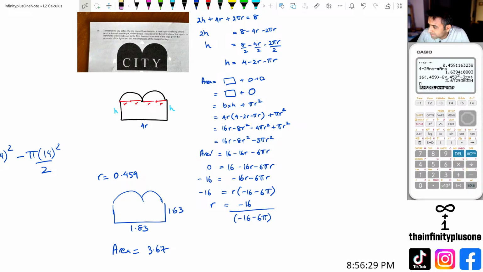What I wanted you guys to see is that this is definitely an E8 question. I guess you could put a semicircle dimension because the radius is 0.459. You could actually say that the height is 0.459 if you want.